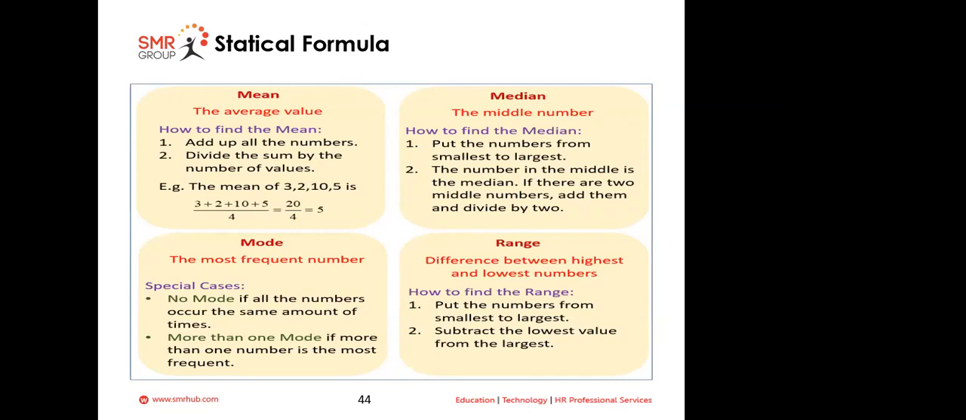Now mode, right? If all the numbers are the same, there is no mode. If there are different numbers, but one number is repeated, then that is the mode, the most frequently repeated number. For example, if you want to look at average absenteeism rate, you will look at the mode. Now we look at range, the difference between highest and lowest. This applies to salaries as well. What is the increment range we are looking at?